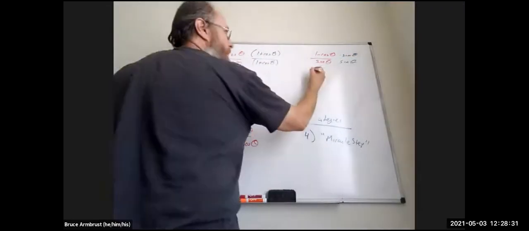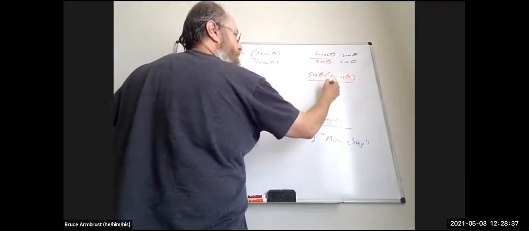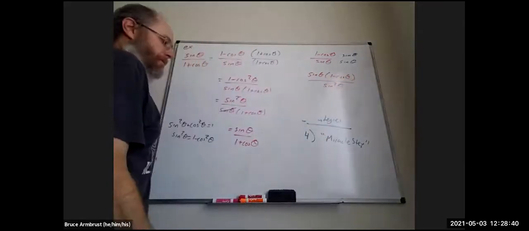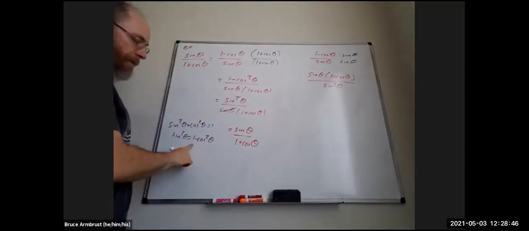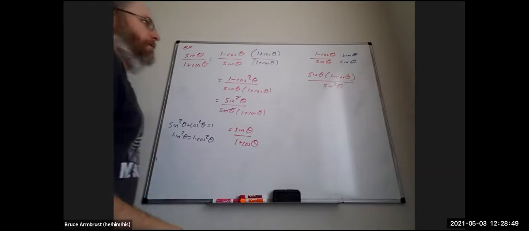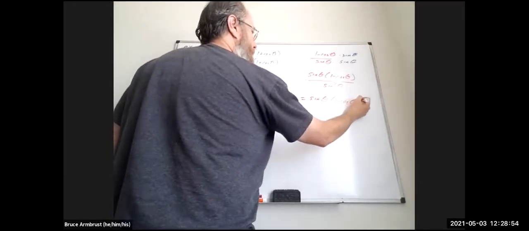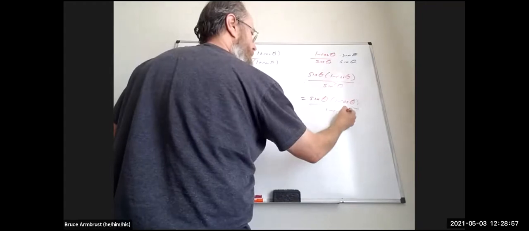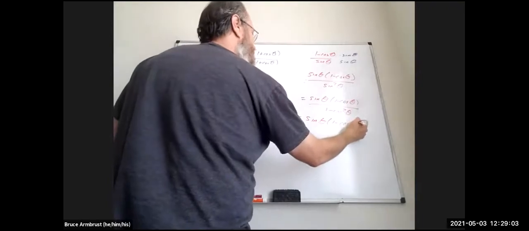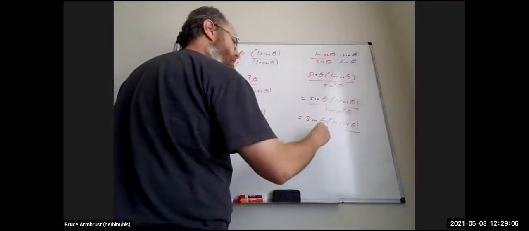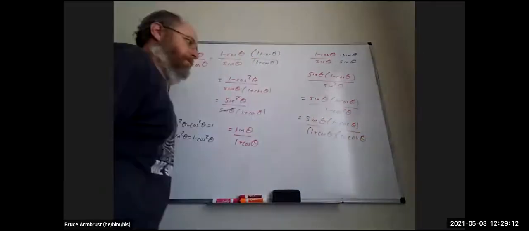All right, so now on top, we're going to have sine times 1 minus cosine, and on the bottom, we're going to have sine squared. Well, you can turn the sine squared into 1 minus cosine squared using the Pythagorean identity. And then the 1 minus cosine squared, we can factor that. It's a difference of squares. So that's going to factor as 1 plus cosine times 1 minus cosine.